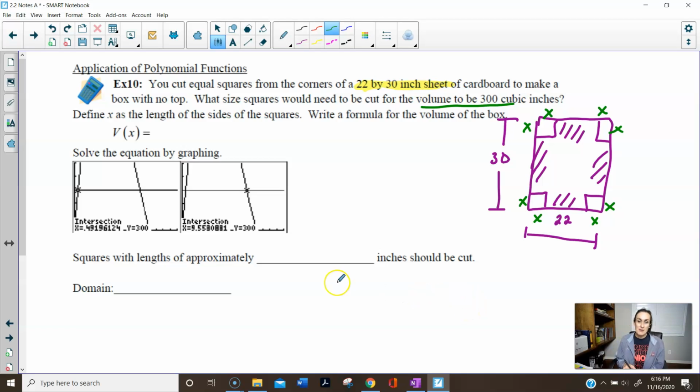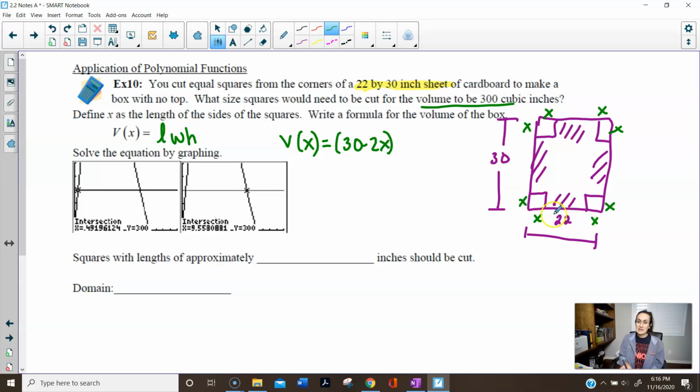So let's talk about volume. We know volume is length times width times height, correct? So volume in terms of X, that's how much we're cutting out of the corners. If I look at the length, I have 30, but I'm cutting out an X and an X. So the length is 30 subtract 2X.